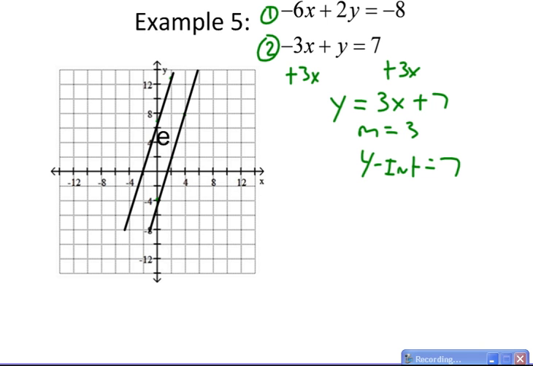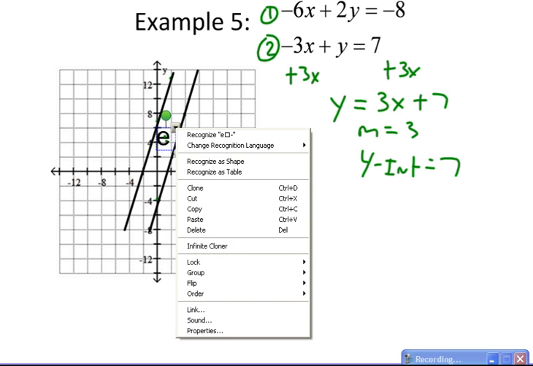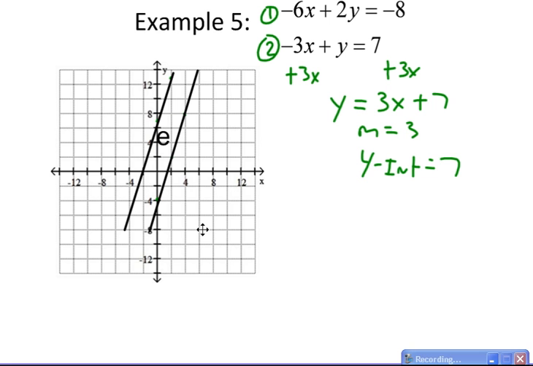Okay, so as you can see, the lines aren't intersecting. So what that means is it's parallel, so it means it has the same slope. I don't know what that E is, so don't worry about it. All right, so we have the same slope, which means the lines are parallel.